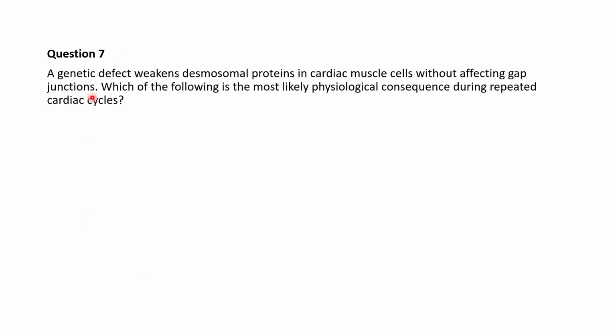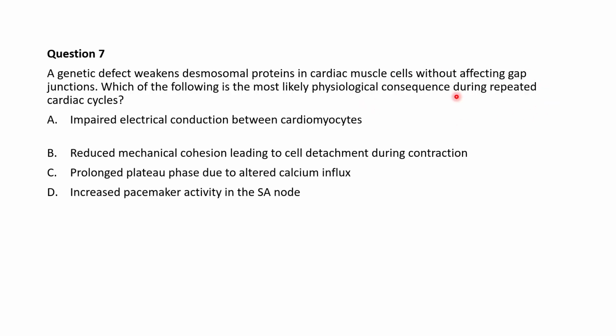So there's a genetic defect, let's say, that weakens desmosomal proteins in cardiac muscle cells, but it doesn't affect the gap junctions. Which of the following is the most likely physiological consequence when there are these repeated cardiac cycles? Let me know what you guys think is the answer.